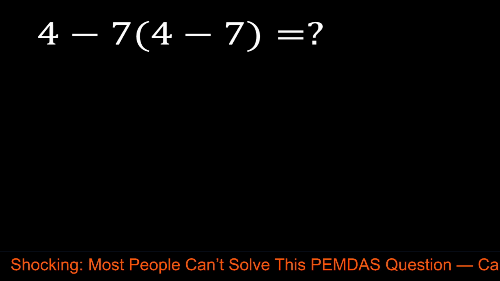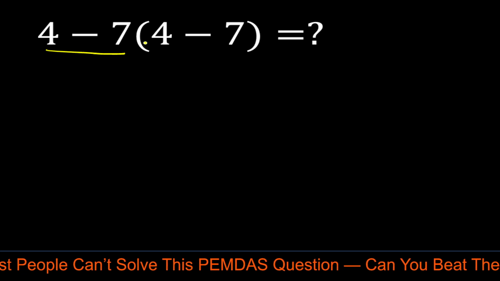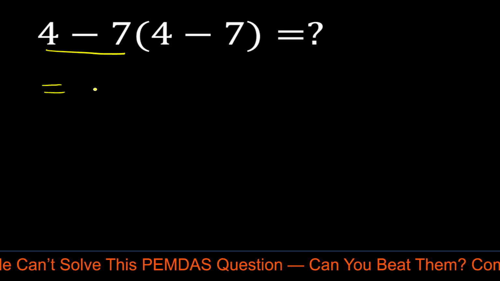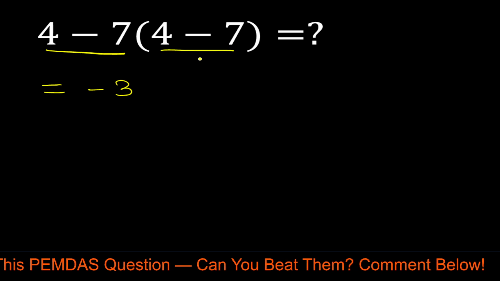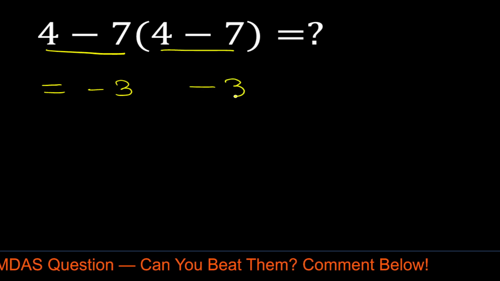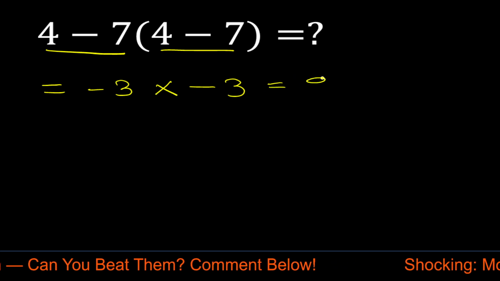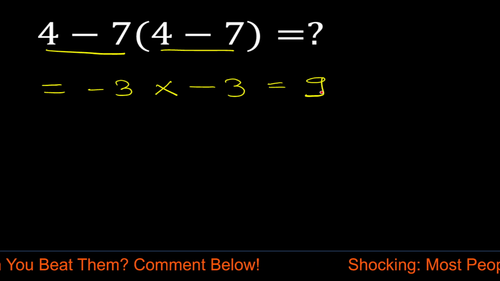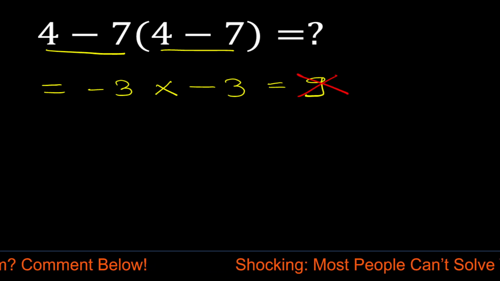So most people solve this question like 4 minus 7. So 4 minus 7 is equal to minus 3, right? Then again 4 minus 7, so 4 minus 7 is equal to also minus 3. Now minus 3 times minus 3 is equal to 9, right? But this answer is not correct. This answer is completely wrong.